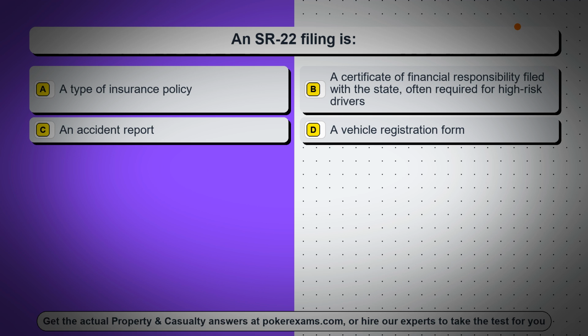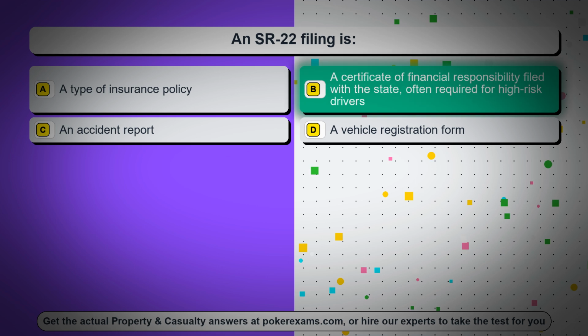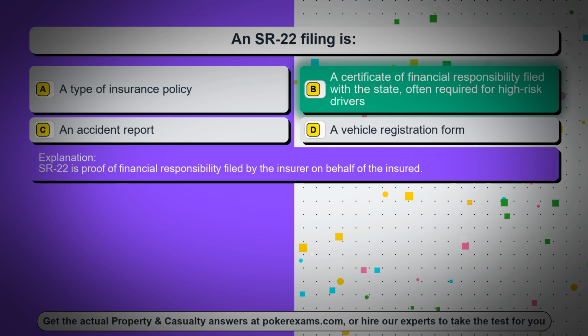Option C. An accident report. Option D. A vehicle registration form. The correct answer is option B. A certificate of financial responsibility filed with the state, often required for high-risk drivers. State Route 22 is proof of financial responsibility filed by the insurer on behalf of the insured.